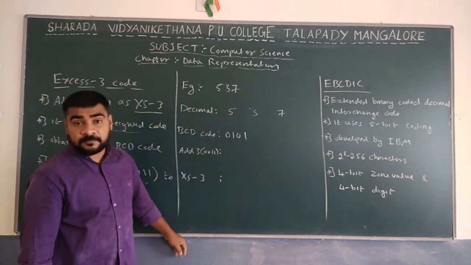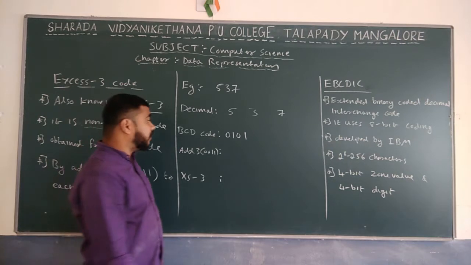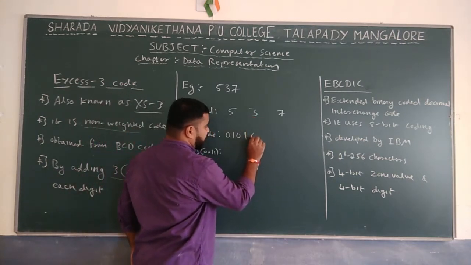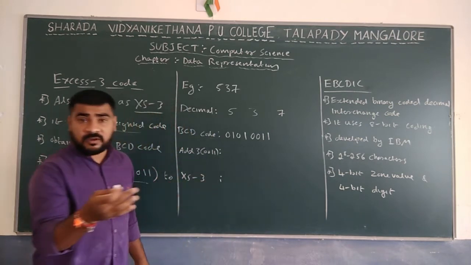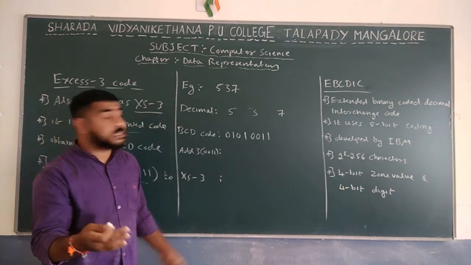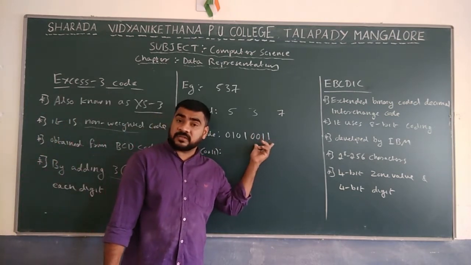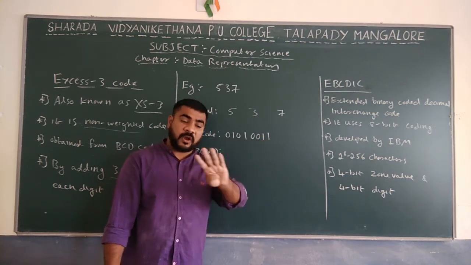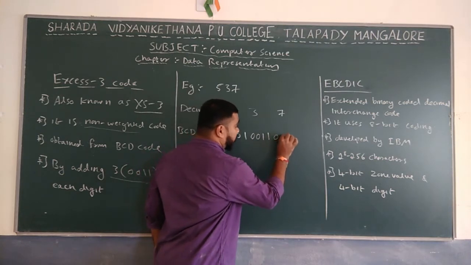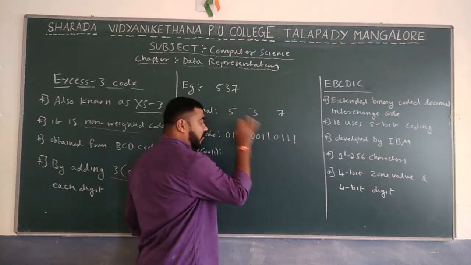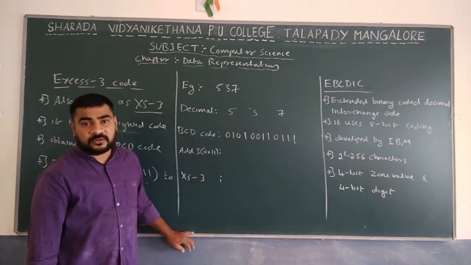The next one is 3. Whenever 3 comes, what is the number? 3 is 0011. It is 0011 because 11 is the value, but we have to add 2 zeros in the place of MSB and make it 4-bit. So the next one is 7. 7 is 111. Then we have to add 1 more 0 and make that 4 bits.